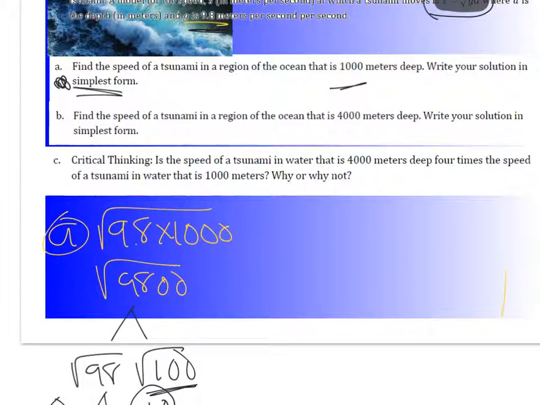That's for A. B says what happens when it's 4,000 meters deep. So that means I need to look at what can happen when it's 4,000 meters deep. So for B, I want to take 9.8 times 4,000. This is going to be square root of 39,200.